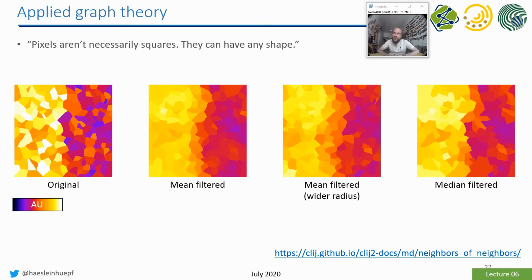You can also apply it in, for example, CLIJ. And the idea is here to use this as an abstract representation of cells.